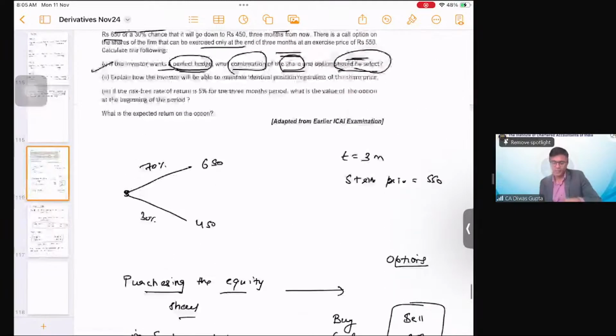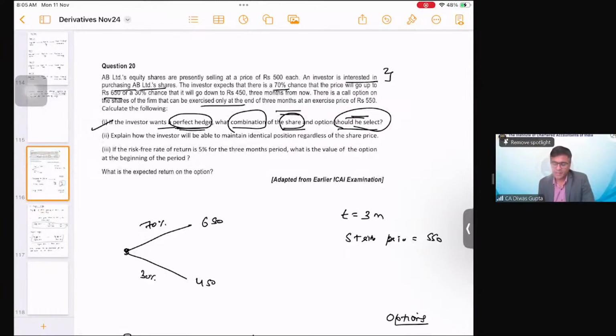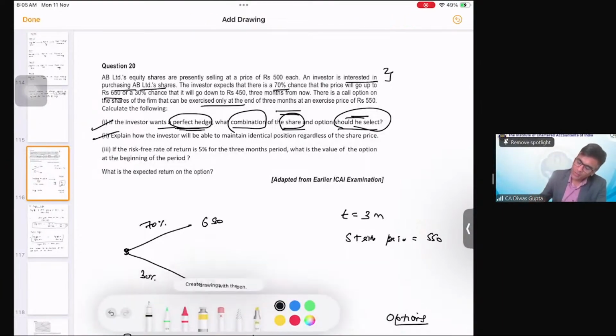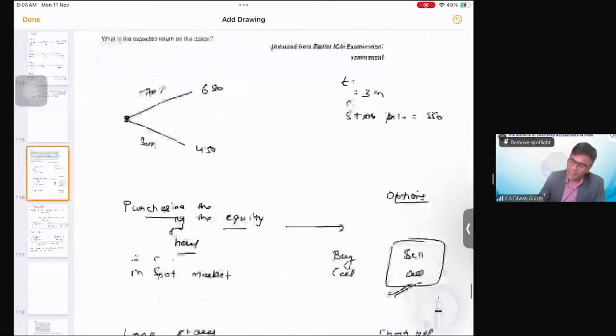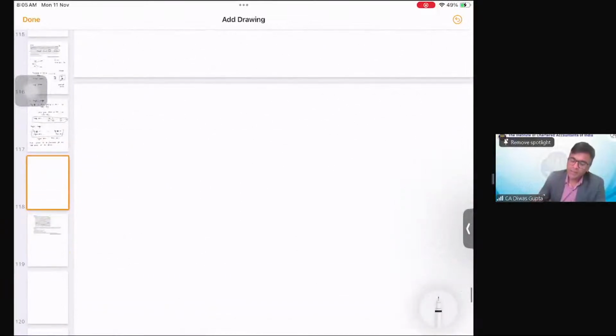Now the second part, it is asking us to explain how the investor will be able to maintain an identical position regardless of the share price. So this we can prove, right? Basically the question is saying that first you determine the hedge ratio, which we have done, 0.5 is to 1. Now if we go ahead with the hedge ratio of 0.5 is to 1, then how will the investor maintain the identical position regardless of the share price? So we will first prove it with the higher share price, then we will assume a lower share price, and then accordingly we will give the conclusion.